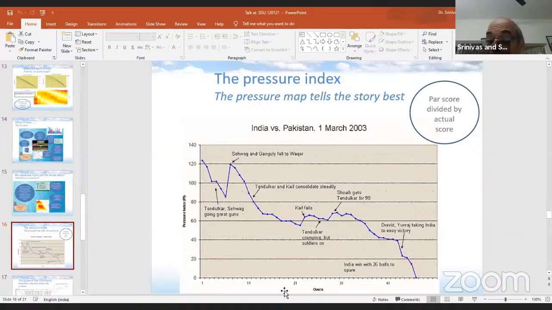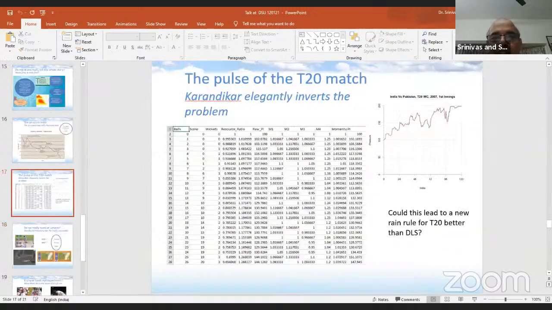But we were depending on the Duckworth-Lewis method for the pressure index. So tomorrow, Sir Duckworth-Lewis will say, hey, you guys, you cheated our formula. So what we tried to do, and this is what my friend Karandika, director of Chennai Mathematical Institute, and I talked about briefly, we came up with an equivalent of a pressure index called the pulse. We look at different kinds of variables. We look at how many dot balls there are. We look at how many boundaries there were. We look at a lot of things.